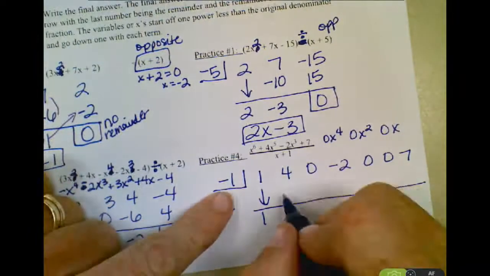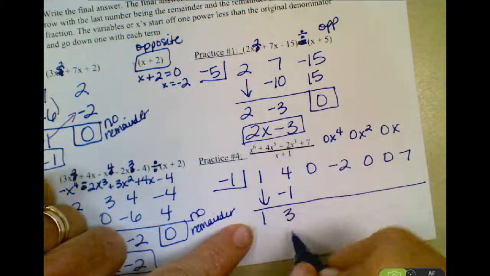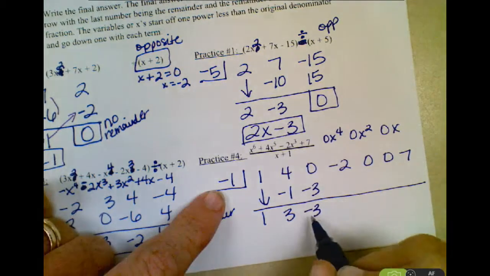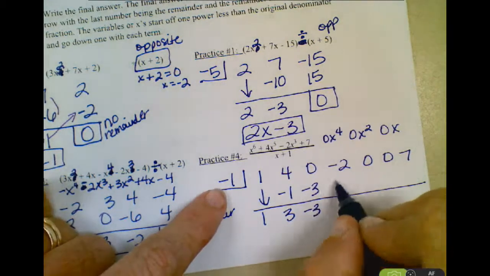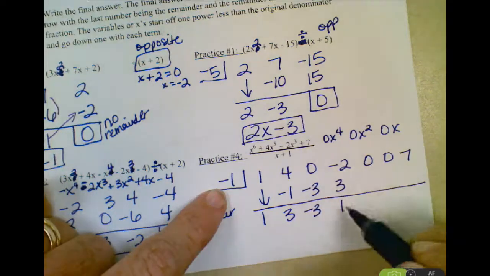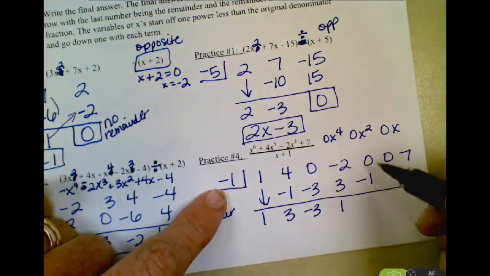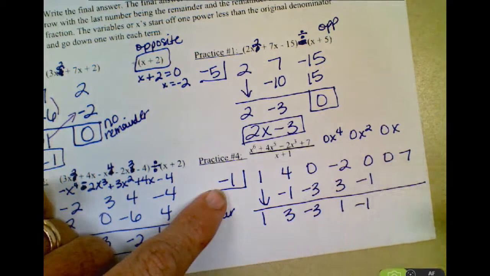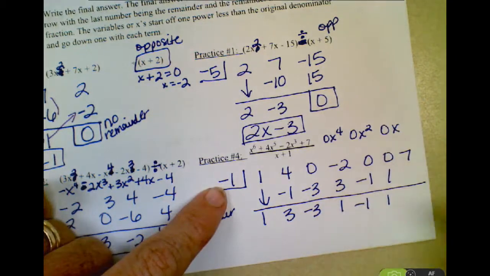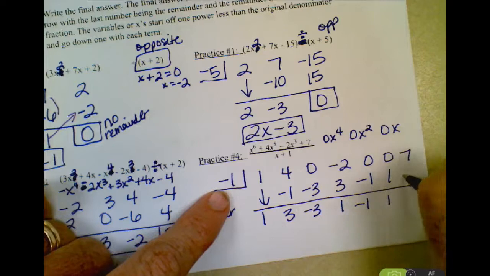1 times -1 is -1. 4 minus 1 is 3. 3 times -1 is -3. 0 minus 3 is -3. -3 times -1 is 3. -2 plus 3 is 1. 1 times -1 is -1. 0 times -1 is 0. -1 times -1 is 1. 0 plus 1 is 1. 1 times -1 is -1. 7 minus 1 is 6.